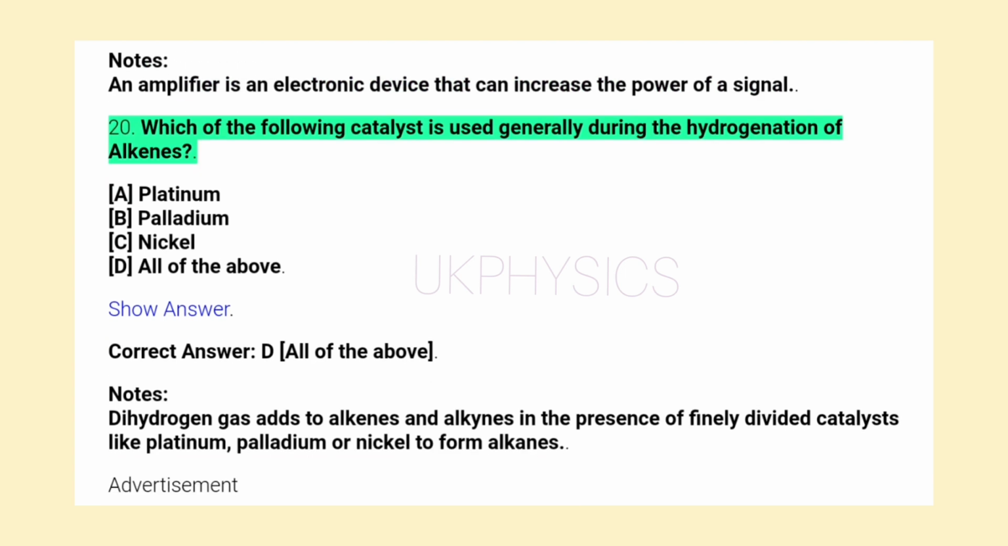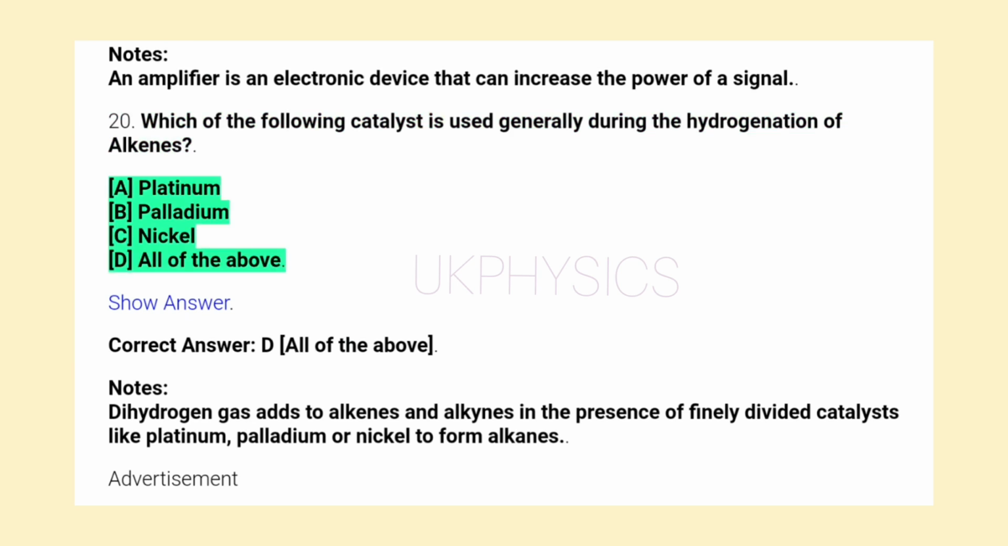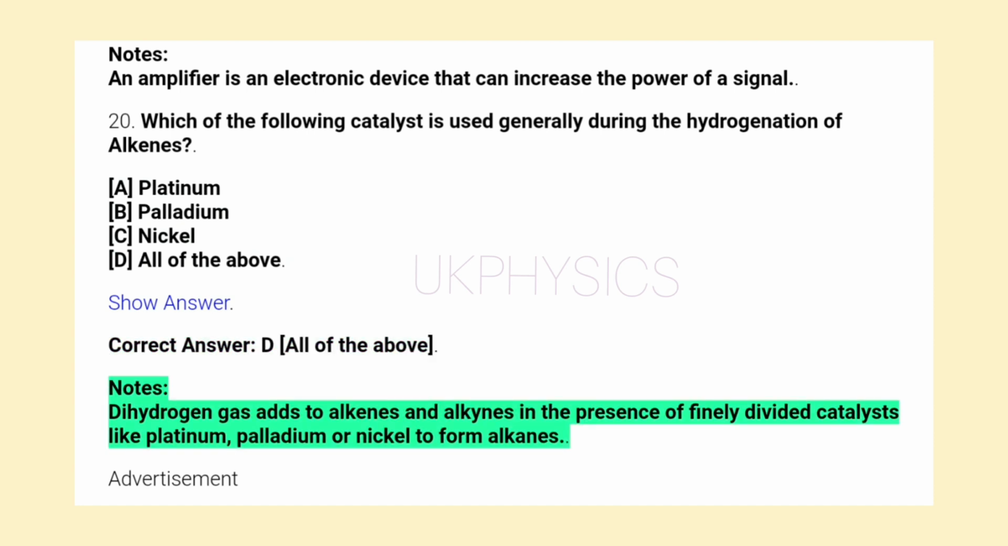20. Which of the following catalysts is used generally during the hydrogenation of alkenes? A. Platinum, B. Palladium, C. Nickel, D. All of the above. Show answer. Correct answer, D. All of the above. Notes: dihydrogen gas adds to alkenes in the presence of finely divided catalysts like platinum, palladium or nickel to form alkanes.